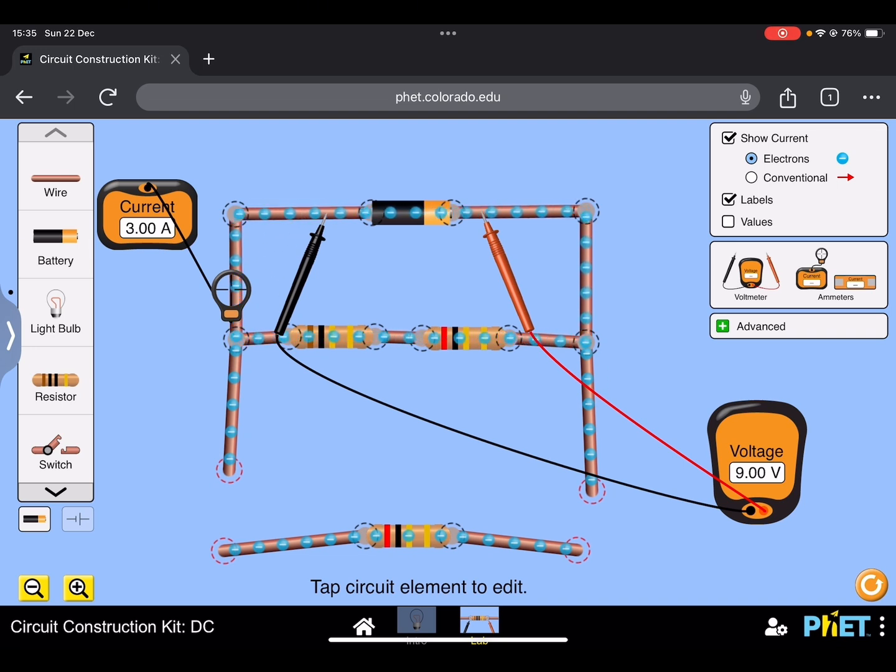And then the next thing is resistivity. So this changes depending on the material. Something like wood will have really high resistivity, while something like copper will have really low resistivity. So the formula is resistance is equal to the resistivity multiplied by the length and then divided by the cross-sectional area.